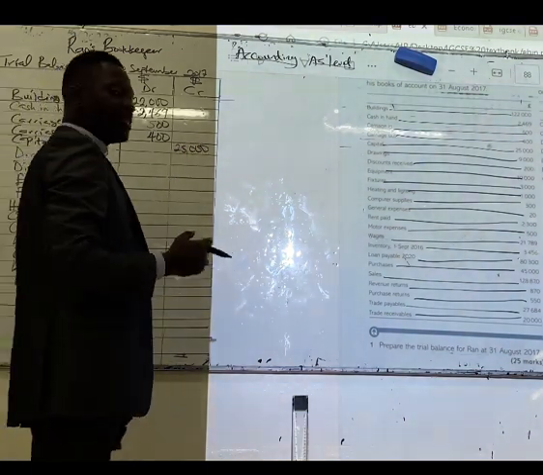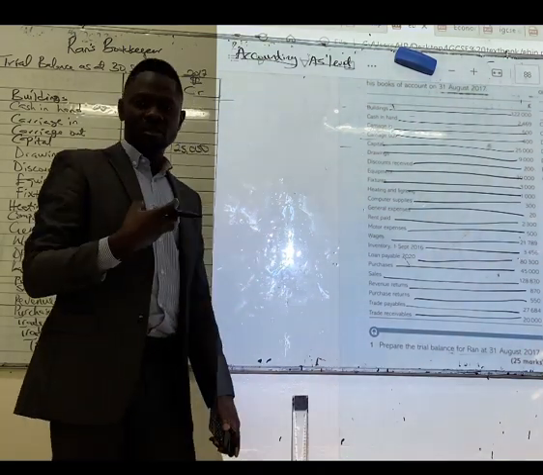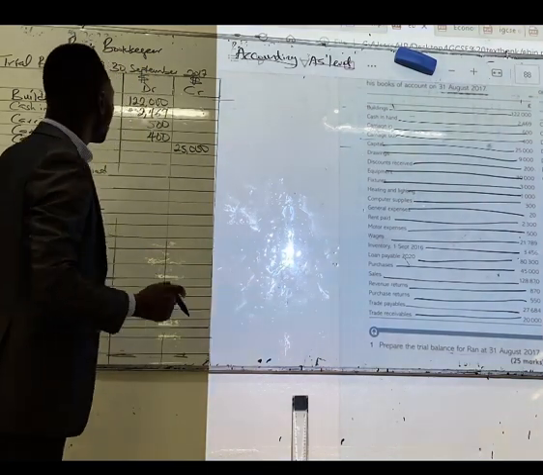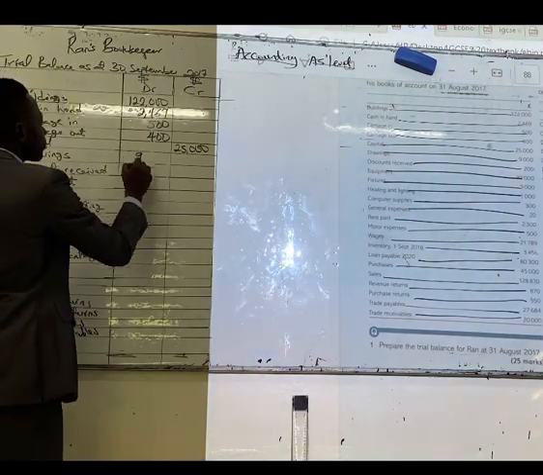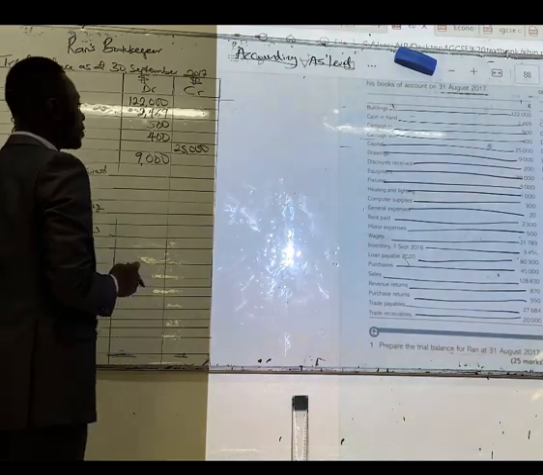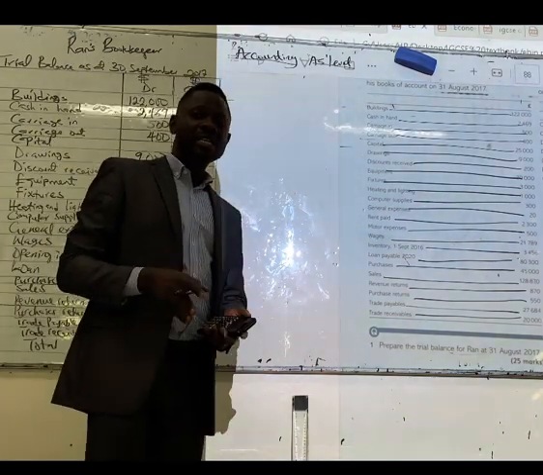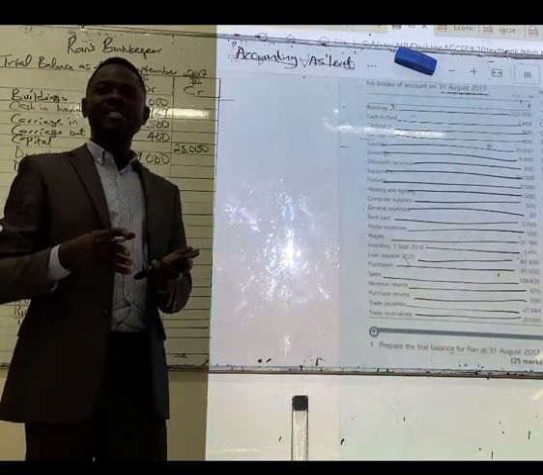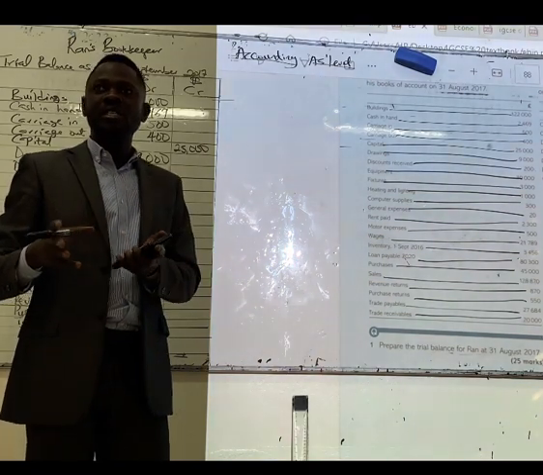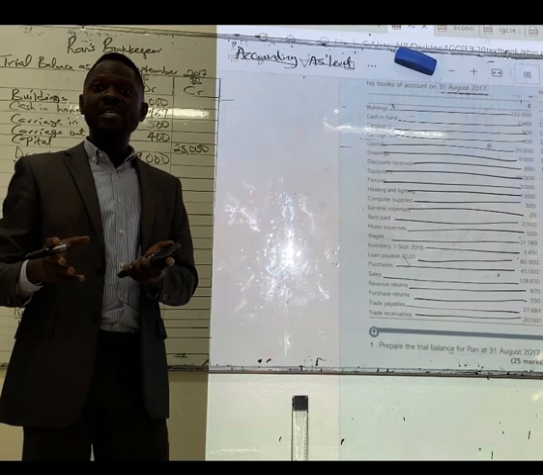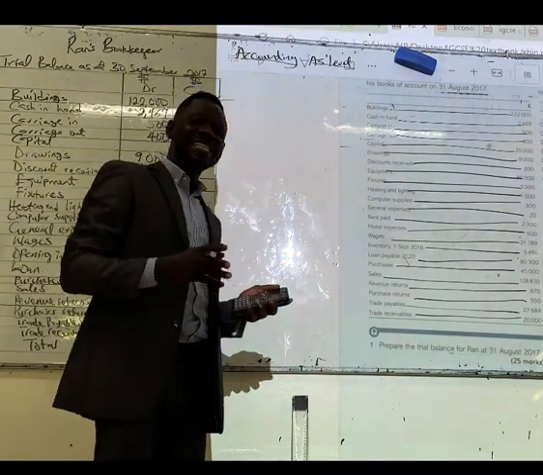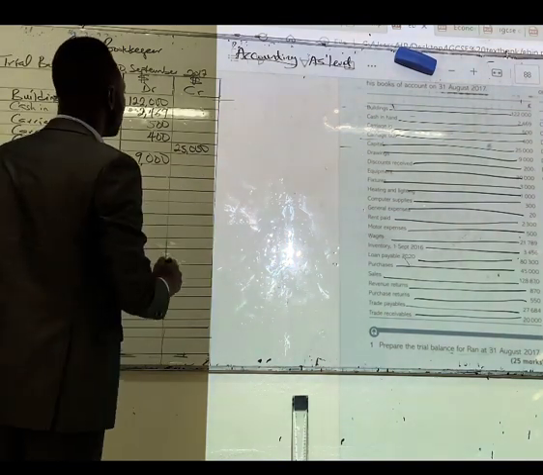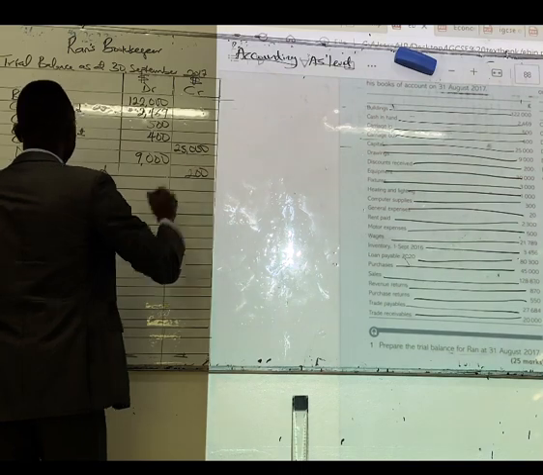Then we have drawings. Drawings represent the amount of money withdrawn by the owners of the business for personal use. So that's going to be on the debit side of our trial balance for 9,000. Discount received. Discount received means the business has purchased maybe in bulk and it has gotten a certain reduction in its invoice because it buys in bulk from the supplier. So that becomes an income for the business. It's going to be on the credit side of our trial balance. Discount received 200.